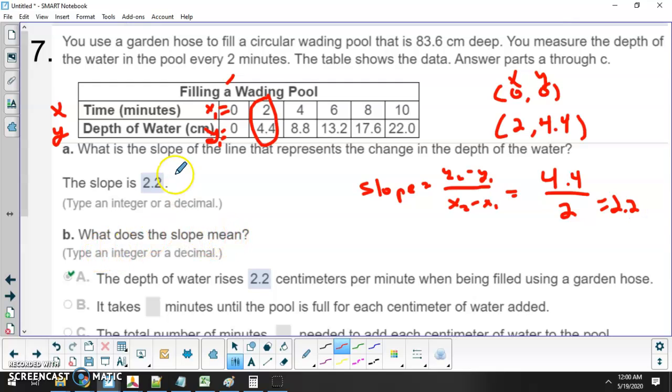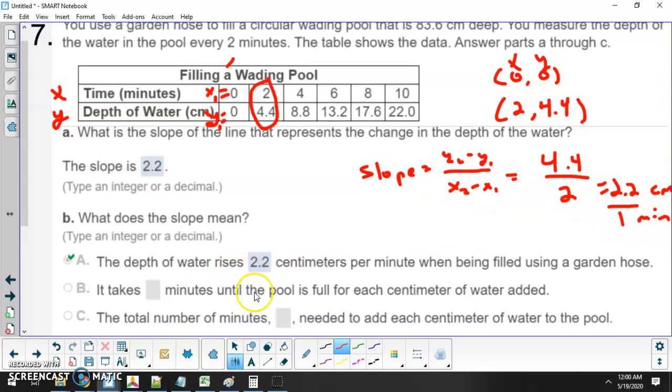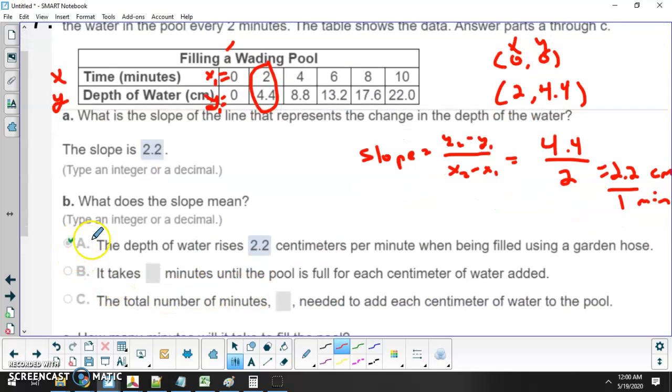Now, what does it actually mean? Well, just think about your units here. 2.2 is the rise, so that is the centimeters. And the run, if it doesn't have a bottom now, so that's just 1. 2.2 centimeters per 1 minute. So there you go. That's letter B.